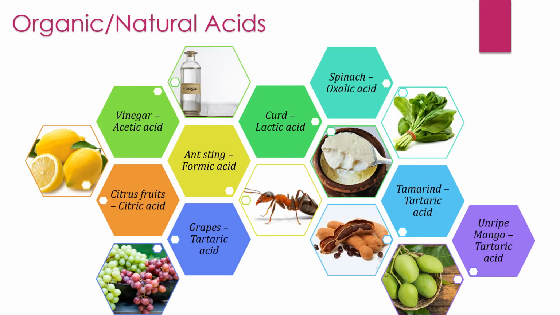Now let's look at some more examples of substances in nature that have natural acids in them. Vinegar has acetic acid. Citrus fruits have citric acid. Ant sting has formic acid. Curd has lactic acid. Spinach has oxalic acid. Grapes, tamarind and unripe mangoes have tartaric acid.